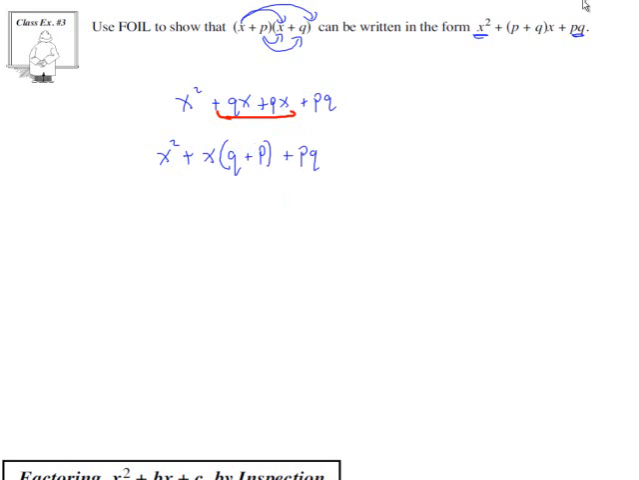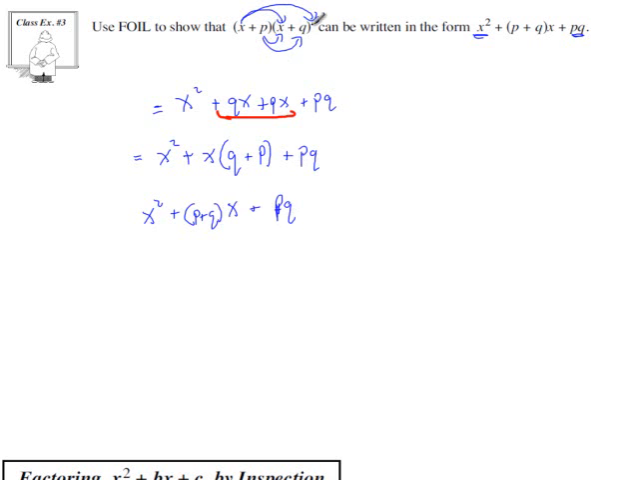Okay, now this and this are actually the same thing. We can just rewrite it to be their format. So x squared plus x times q plus p is the same as q plus p times x because it doesn't matter what order you multiply things in. And q plus p is the same as p plus q. So I can write p plus q times x plus pq.